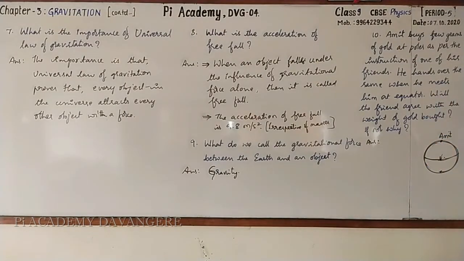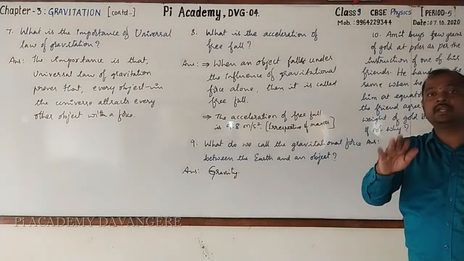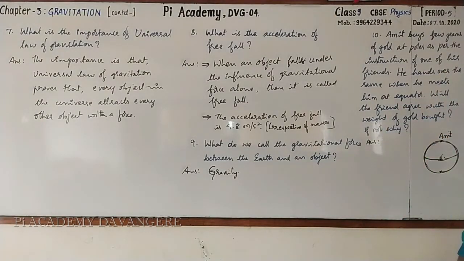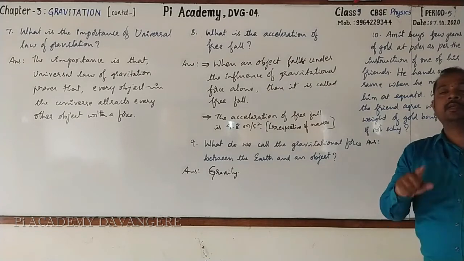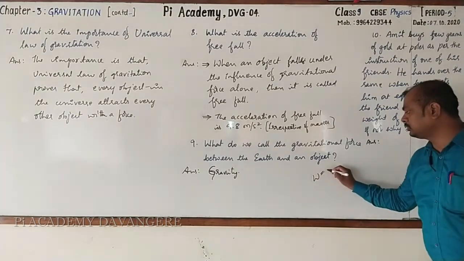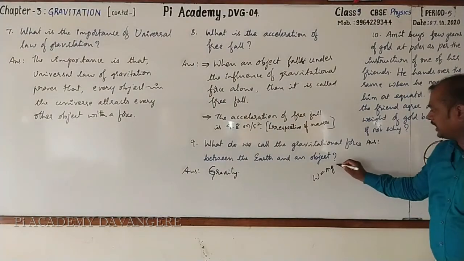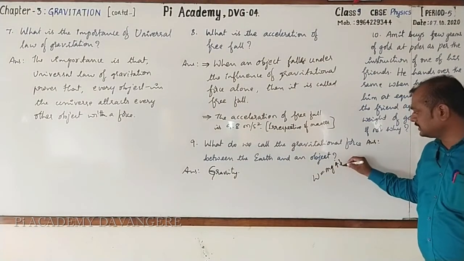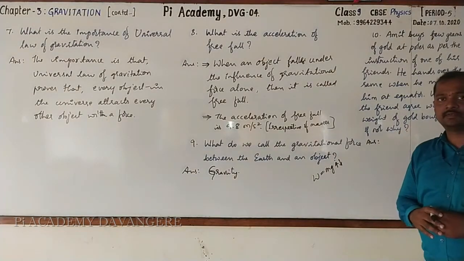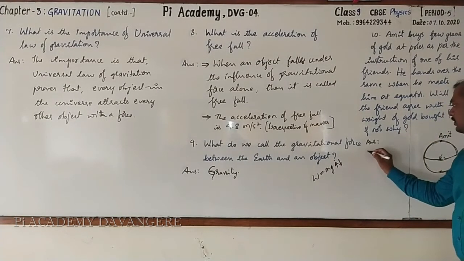Not at all. Why? Because by the time he brings gold from pole to the equator, the weight of the gold decreases. What is the reason? The reason is the acceleration due to gravity at the pole is more than that of the equator, or at the equator is less than that of the pole. And we know that weight is equal to mass into acceleration due to gravity. As acceleration increases, weight increases. As it decreases, weight also decreases. Got it? Yes.